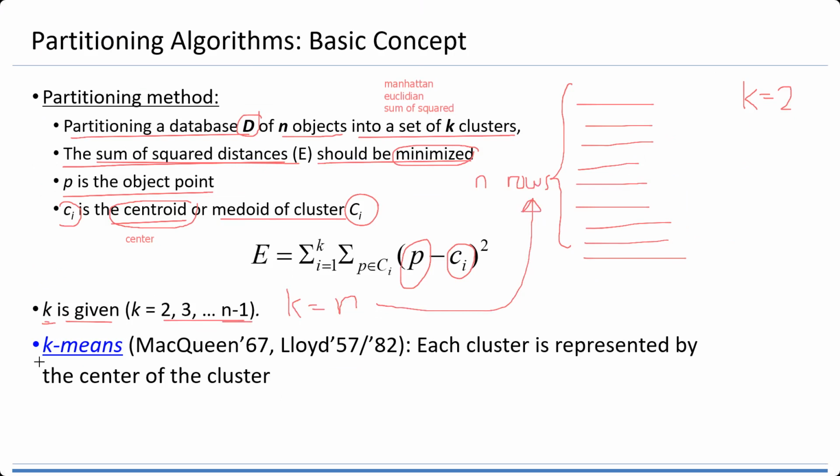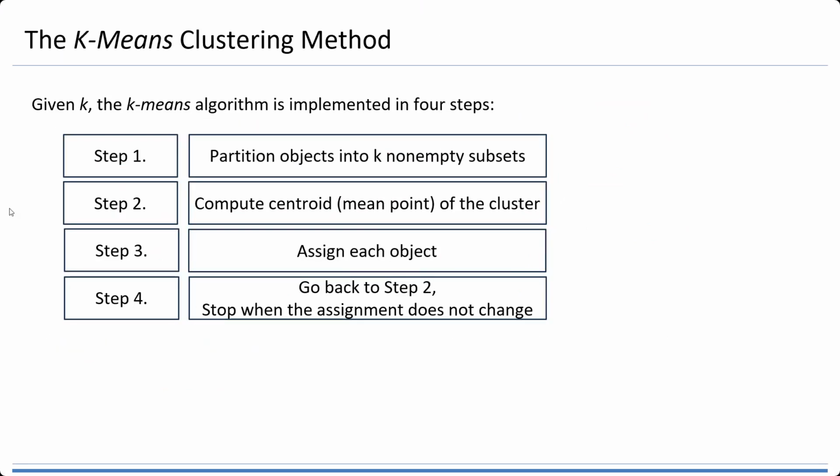There is one algorithm called K-means. It was proposed in 1967, so it is a very old algorithm. Its cluster is represented by the center of the cluster. So we need to know what the centroid or center is, and then we check whether the distance from the center is minimized or not. K-means is the name of the algorithm. We call it K-means clustering.